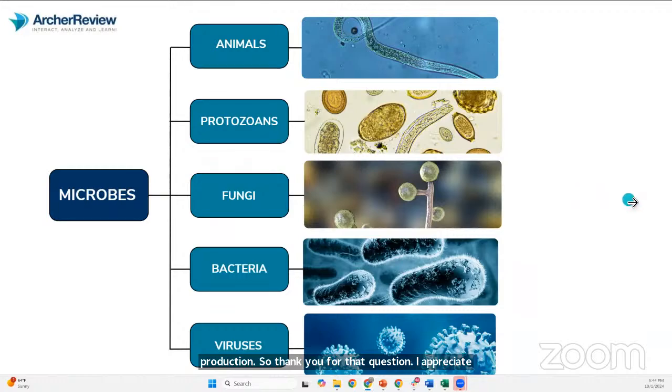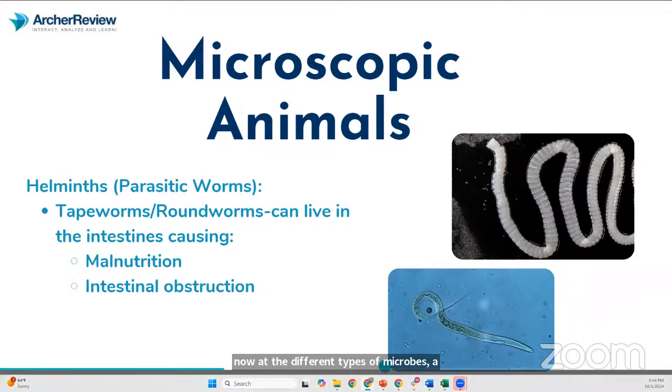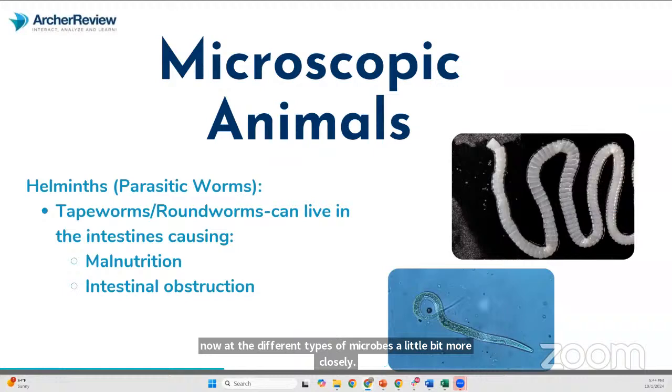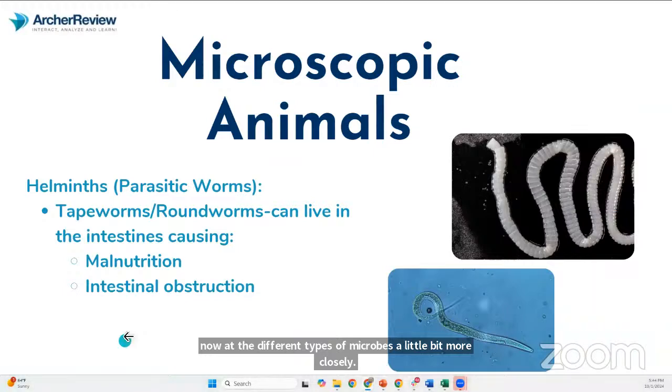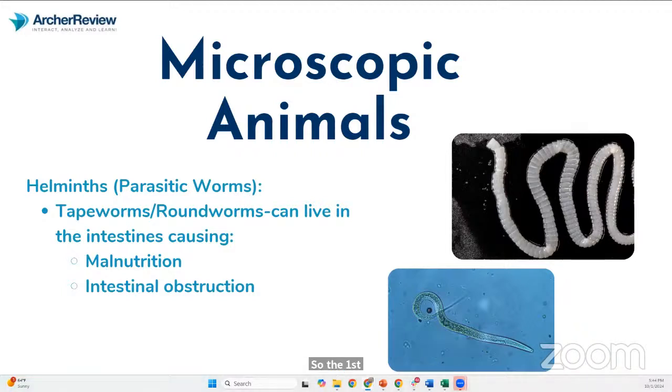Okay, so back to our microbes. We are going to take a look now at the different types of microbes a little bit more closely. So the first microscopic microbe that I wanted to focus on is helminths. These are our parasitic worms, things like tapeworms or roundworms, and they can live in the intestines. They can cause malnutrition. They can cause an obstruction in the intestines.